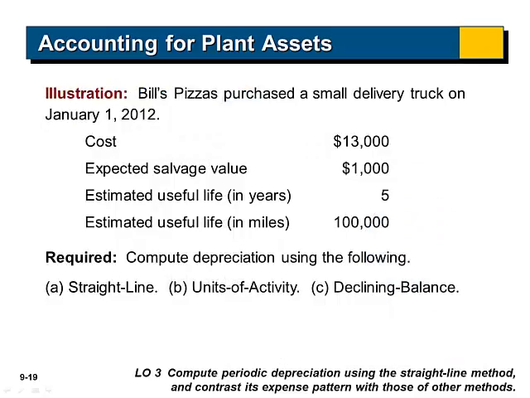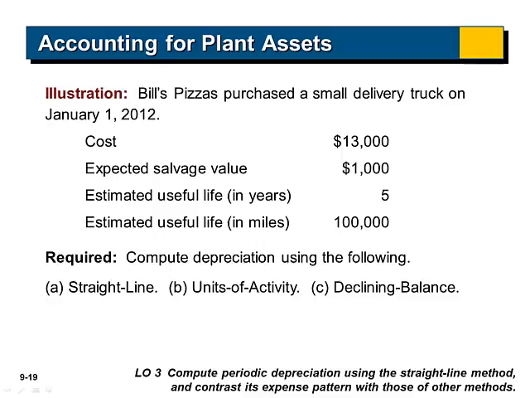So for each of these methods, we're going to use a delivery truck. And so here's the example. If Bill's Pizza purchases a delivery truck on January 1st, 2012, the total cost of the asset is $13,000. Its expected salvage value at the end of its life is $1,000. And they estimate that its useful life in years is 5 years, and its useful life in miles is 100,000 miles.